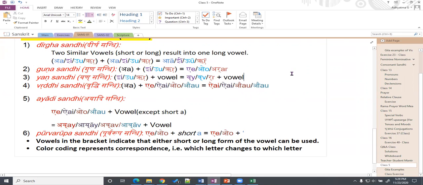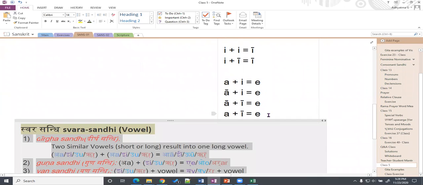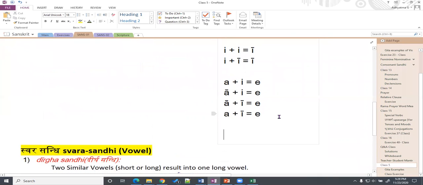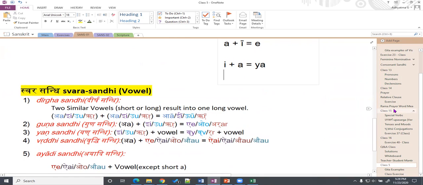So that means if I have to write here, Ikara plus Akara becomes Yakara plus Akara. But we will write it like this: Yakara and Akara. So you see here, in Yana Sandhi, Ikara plus a vowel, the second vowel is not changed. Only the Ikara changed to Yakara.